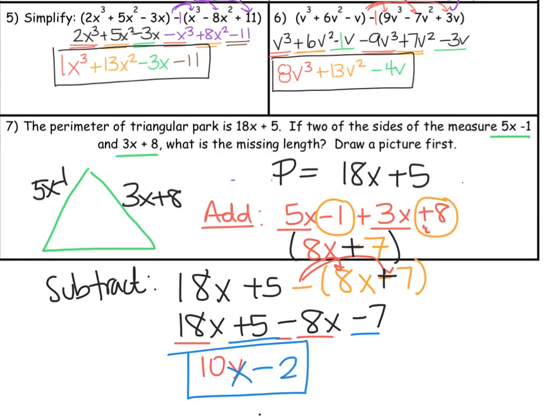And we can check to see if we did that right. If we do 10x plus 5x plus 3x, we get 18x. And if we do 8 minus 1, that's 7. And 7 plus a negative 2 is 5. So we did this question correctly.